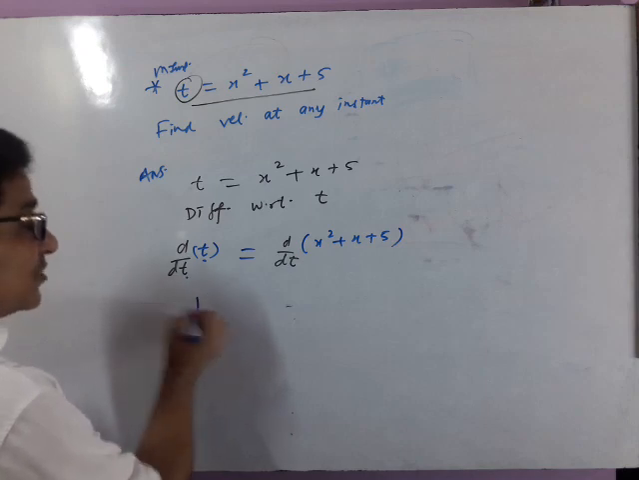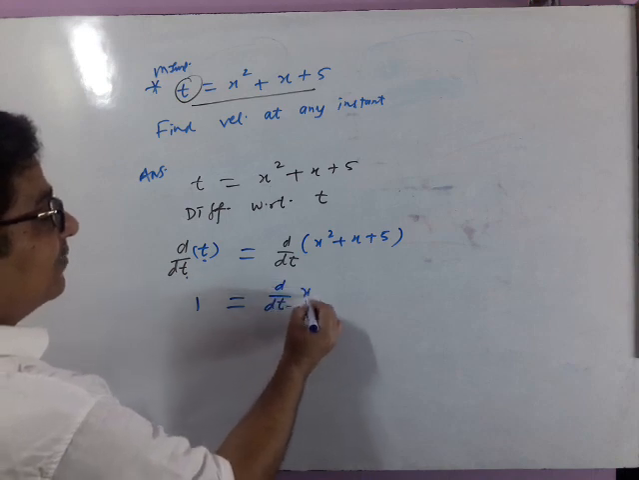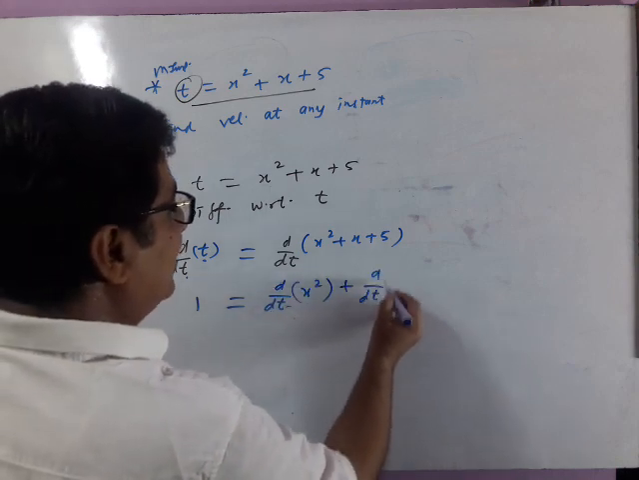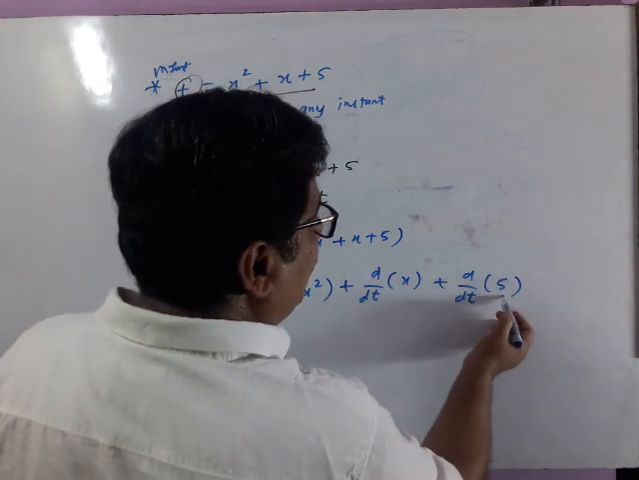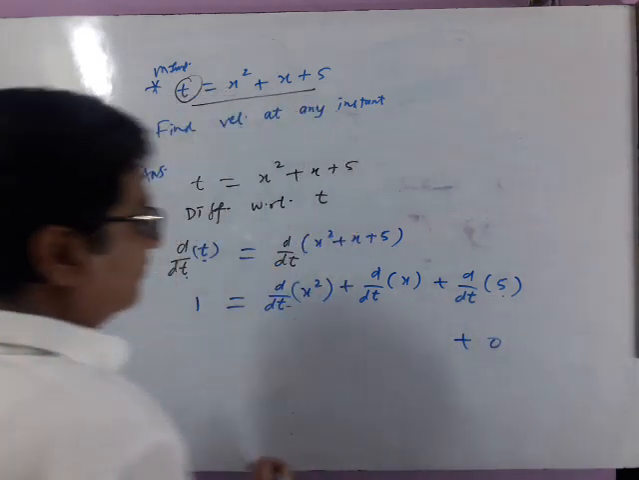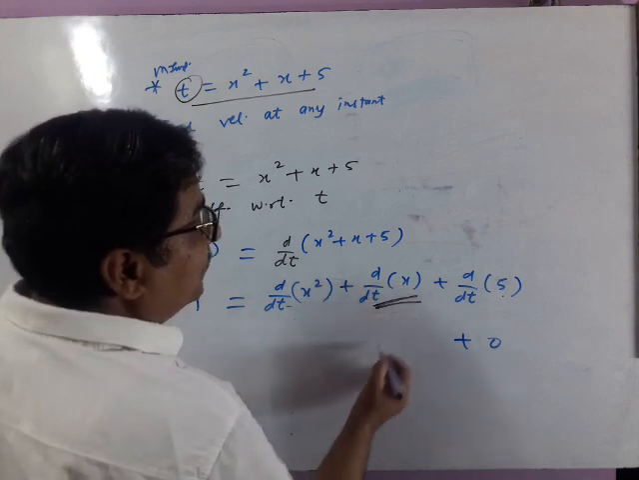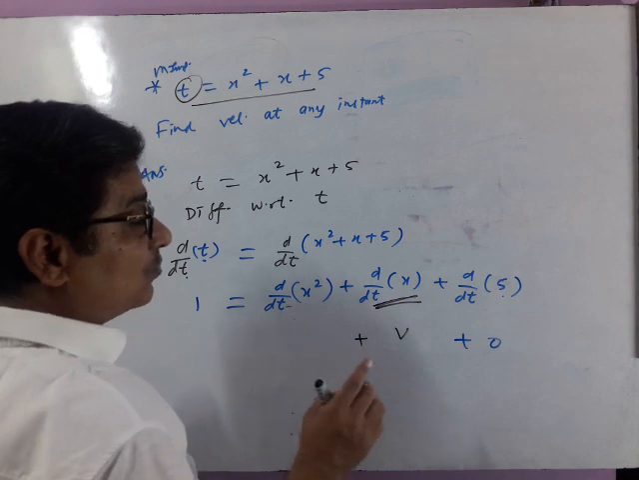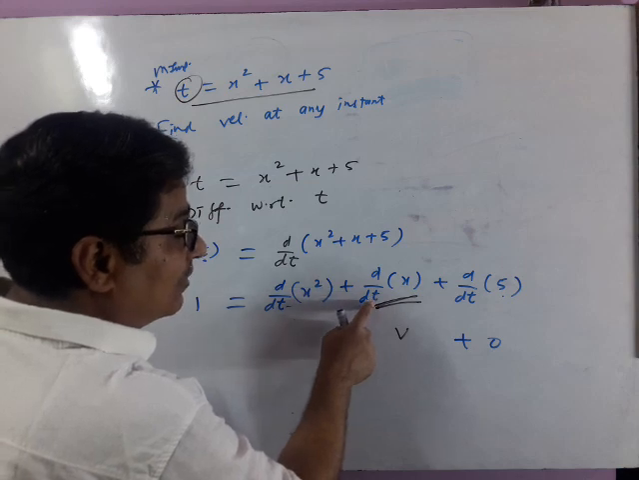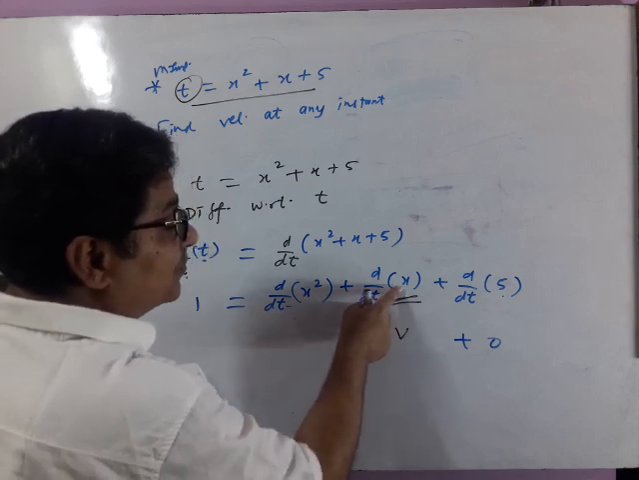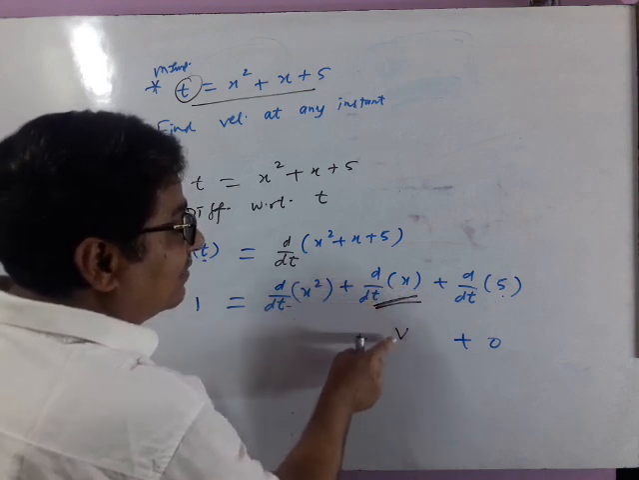Differentiation of t with respect to t is 1. It is simple, ordinary differentiation. See, open this bracket: d by dt of x square plus d by dt of x plus d by dt of 5. 5 is constant. Differentiation of constant will be 0. Differentiation of displacement with respect to time is our basic formula. It is velocity. Now you may doubt, if x is constant, not depending upon time, then it will be 0. But displacement depends upon time. So differentiation of displacement with respect to time is called velocity.